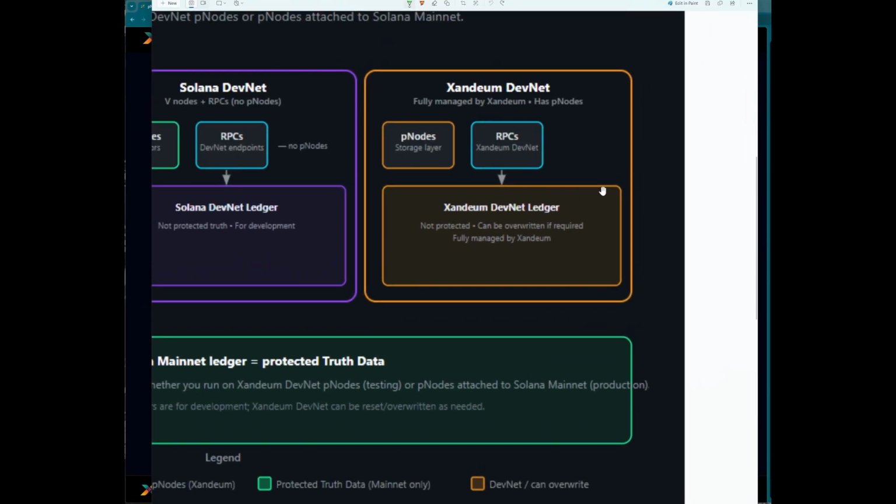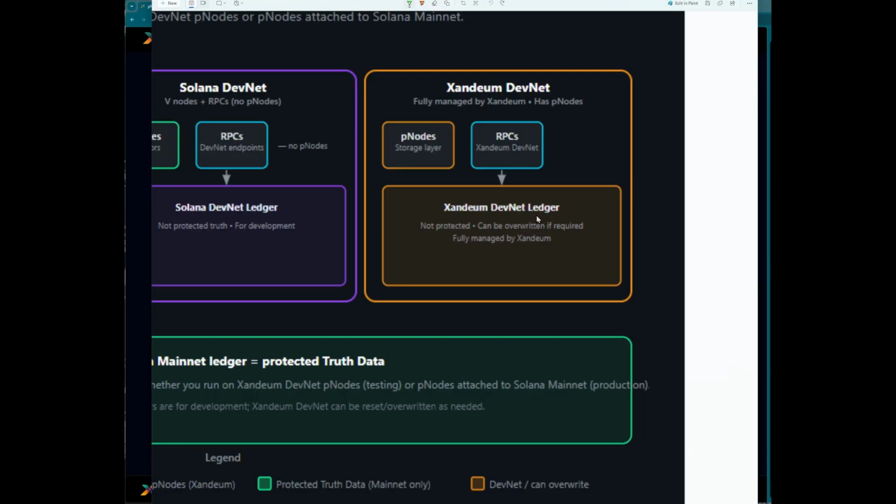So right now, we have our Xandeum DevNet. We have our own vnodes that run here. We have RPCs that run here. The vnodes are what actually run the ledger. RPCs are what we use to see our balances or to read data that the ledger has. Our P nodes are providing storage. They're operating in the Xandeum DevNet cluster.